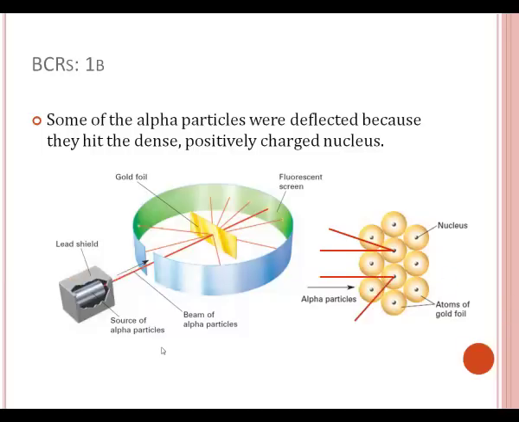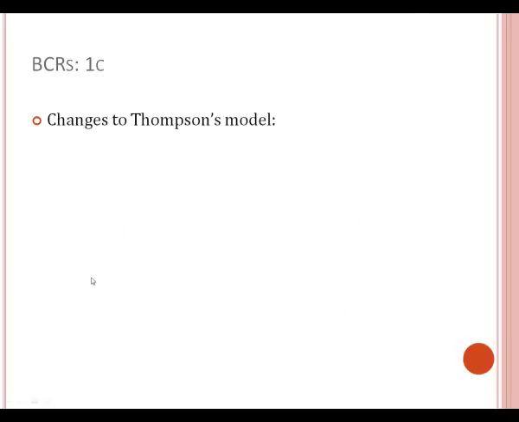And that's because they're hitting something that's very dense and very heavy. It's kind of like you threw a marble at a bowling ball. If you throw a marble at a bowling ball, the marble is going to bounce back. So the last part asks you to explain what changes would be made to Thomson's model based on Rutherford's experiment.